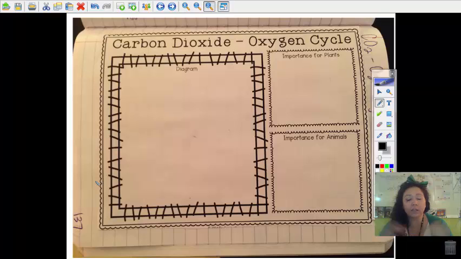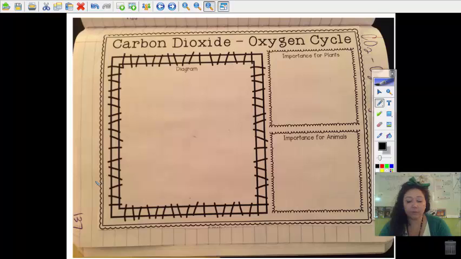We want to focus on that exchange. We want to focus on what we're going to call the exchange of gases. Remember, carbon dioxide and oxygen are gases, and we're going to focus on how they are exchanged between plants and animals and humans, and the importance of how much plants and animals rely on each other in order to survive through the carbon dioxide oxygen cycle.